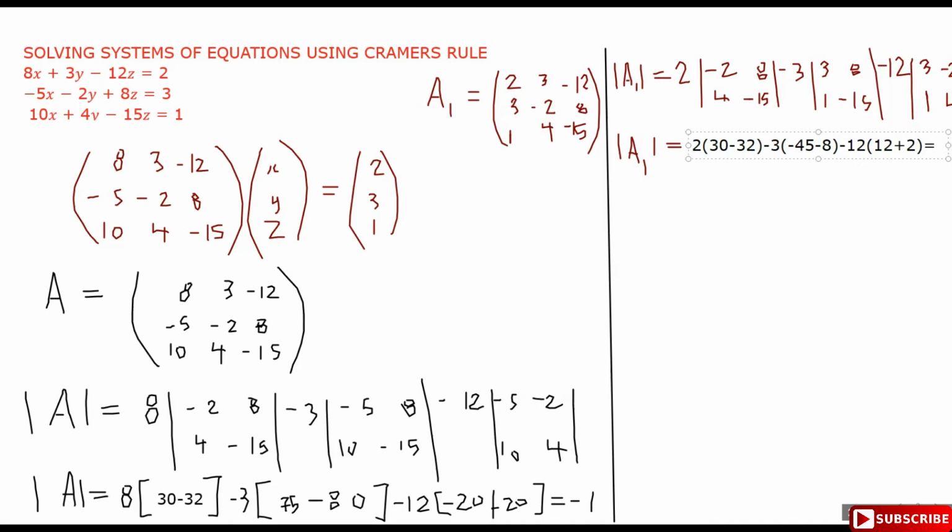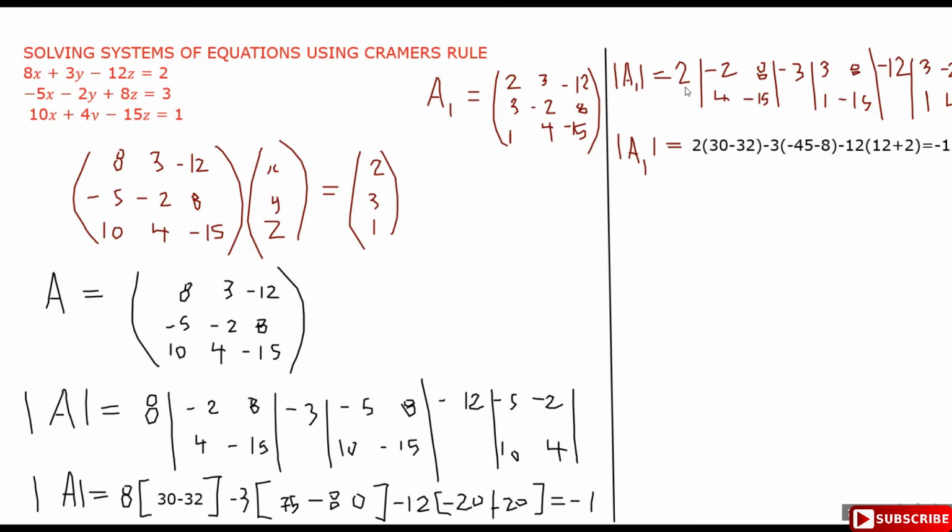All of this will work out to be, put that in a calculator: 2 times 30 minus 32 minus 3 times minus 45 minus 8 minus 12 times 12 plus 2. All of this works out to be negative 13. So now, look at this now. This is how you find x.